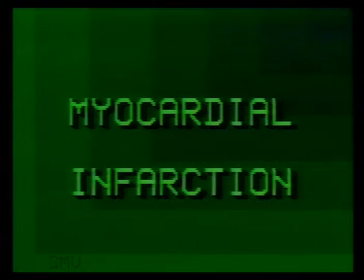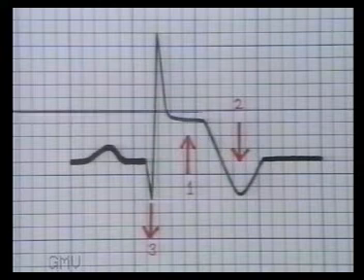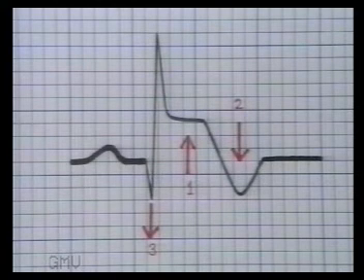Myocardial infarction. Myocardial infarction produces three basic changes in the leads facing the infarcted wall. Number 1. Elevation of the ST segment indicating zone of injury. Number 2. Inversion of the T wave indicating the effect of surrounding ischemic zone. And number 3. A deep and wide Q wave indicating the zone of infarct or dead muscle.